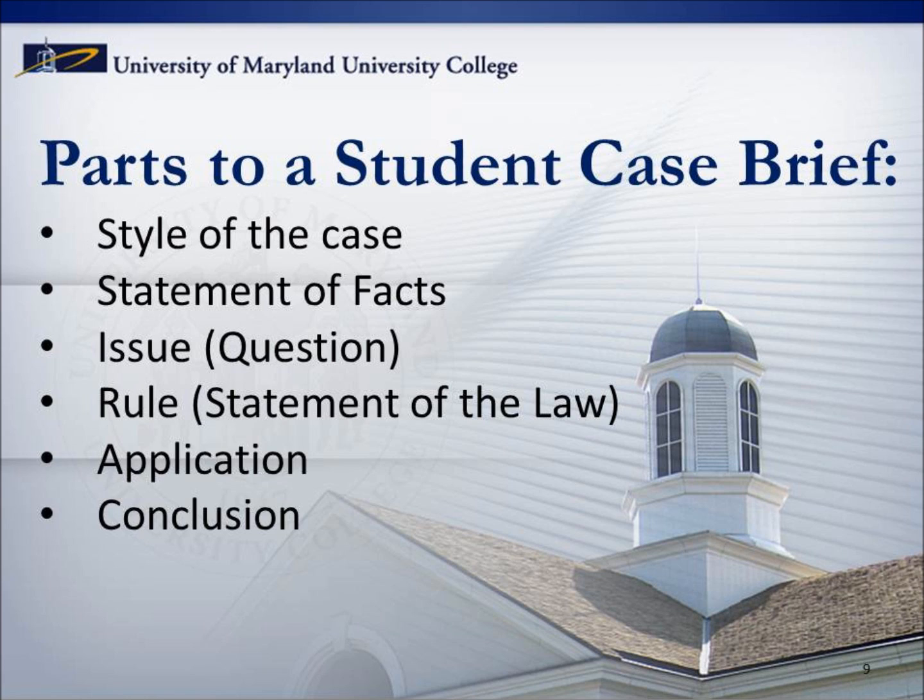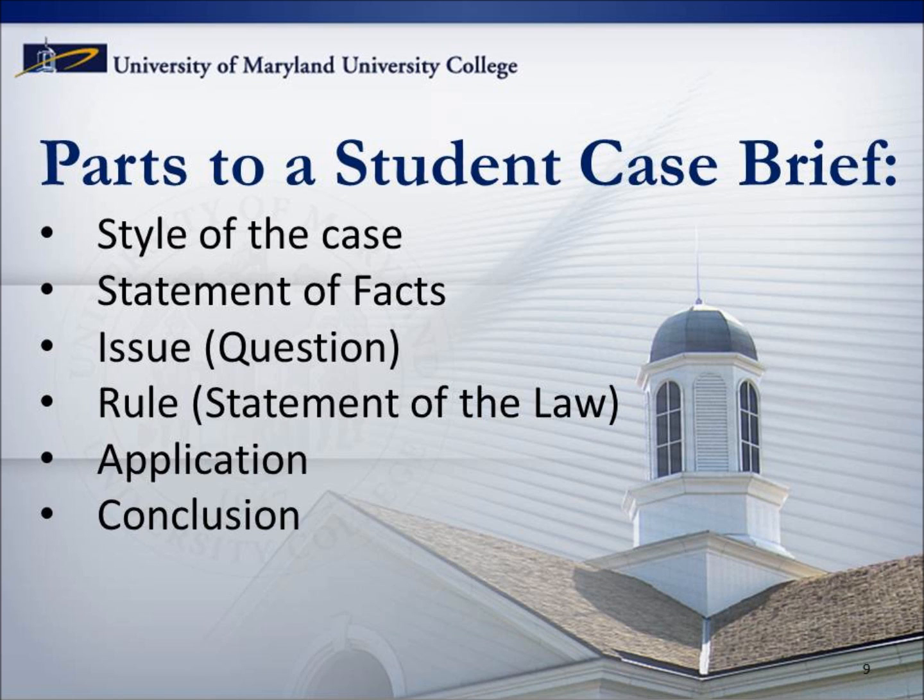So what does a case brief contain? Well, here are the sections. All of your case briefs are mandatory. They have to be in this particular format. You're first going to talk about the style of the case, and then you're going to talk about the statement of facts, and then the issue, which is the question before the court, and then the rule of law that is developed, the statement of law. And then you're going to apply the rule of law to the facts and finally conclude. So think of this as the headings for each section of your case brief. We're going to go into each of these now specifically.